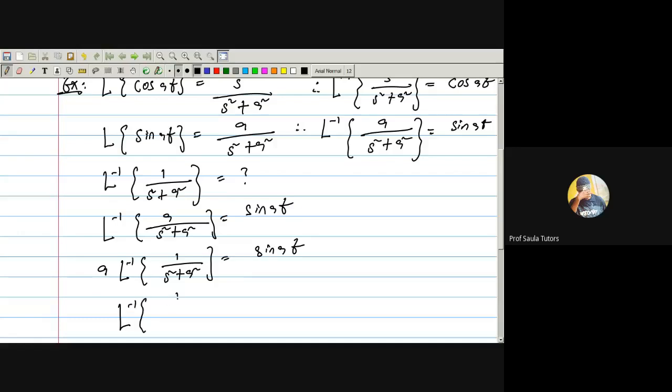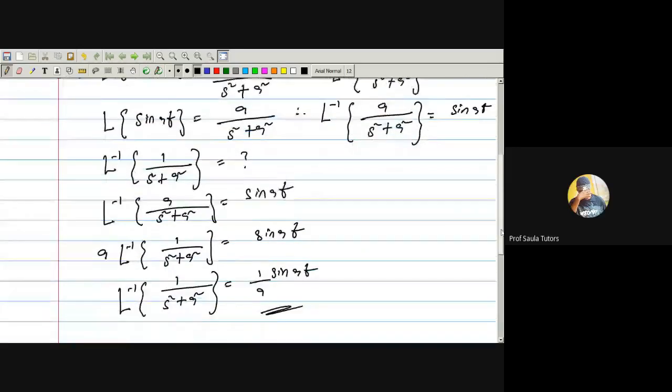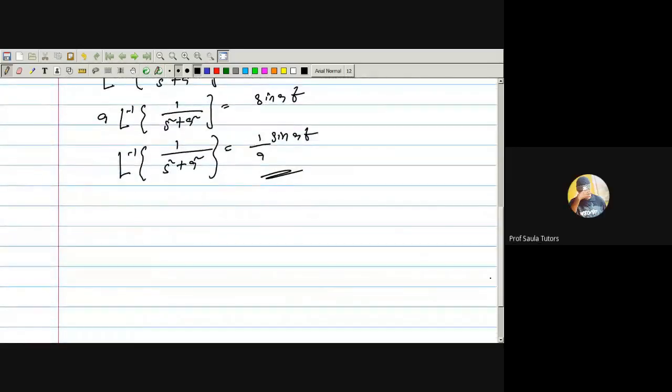The inverse Laplace transform of 1 over s squared plus a squared will be equal to what? That's 1 over a times sine at. Do you see that? Exactly. Why did I not do that for cos? I can't do that for cos because this s is not a constant. It's a variable. So I can never bring out s. I can only bring out a. Please take note of that.